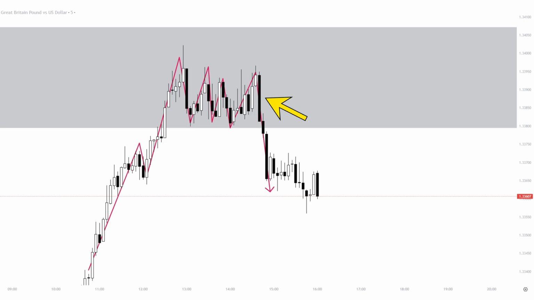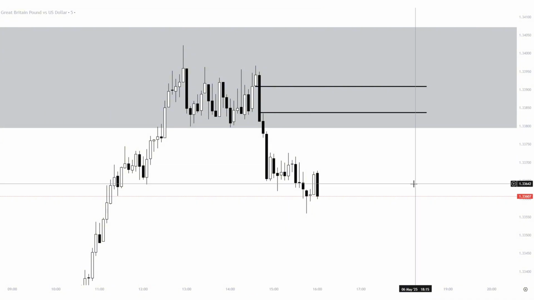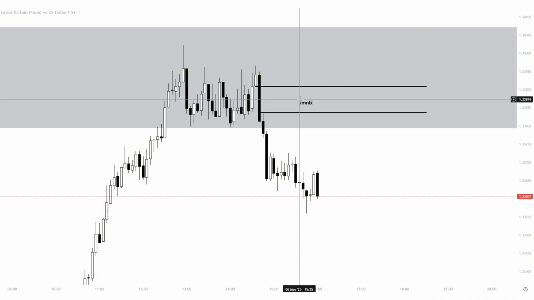These large candles usually leave an imbalance, and here it's quite easy to observe, being the lower wick of the candle previous to the large one, connected with the upper wick of the candle next to the large one, and this entire area is called an imbalance, a bearish imbalance more specifically.